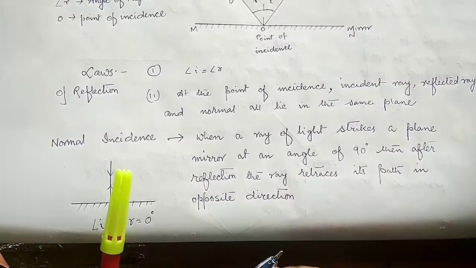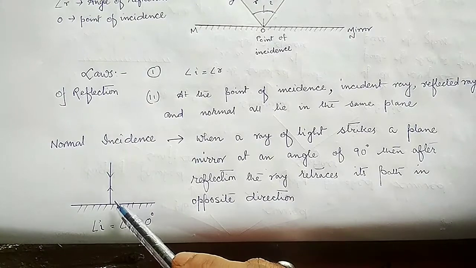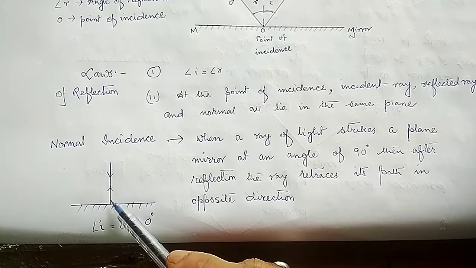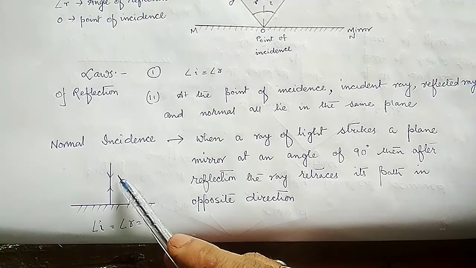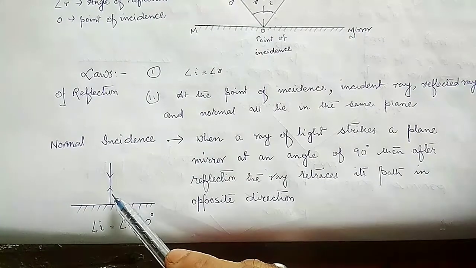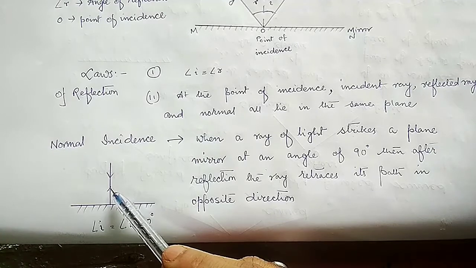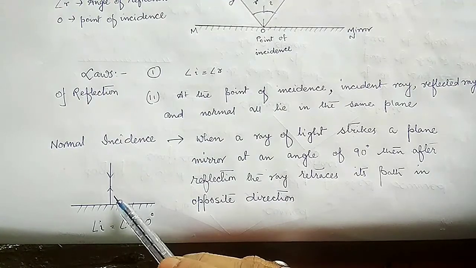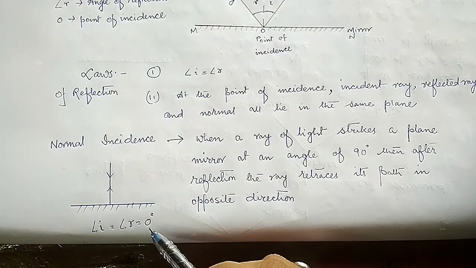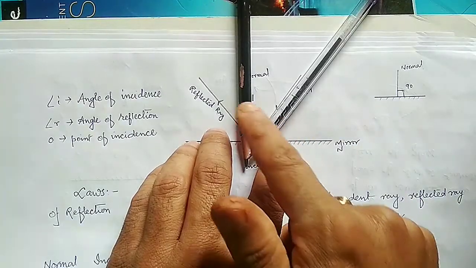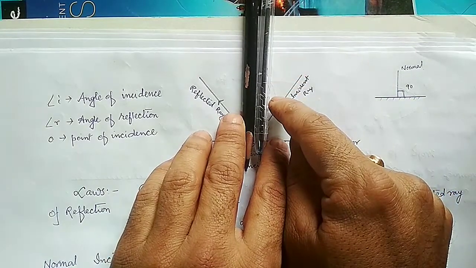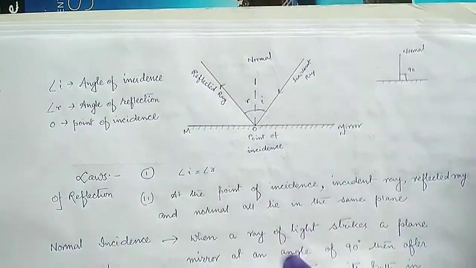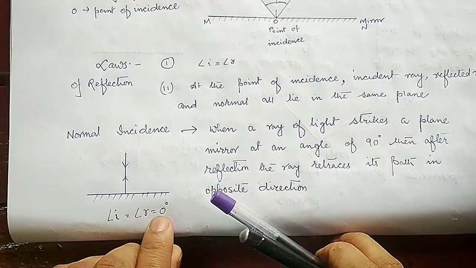Now what is normal incidence? When the ray strikes a plane mirror at an angle of 90 degrees, it is called normal incidence. Here after reflection, it will bounce back in the same direction. The ray will retrace its path in the opposite direction. In this case, since there is no angle between the normal and the incident ray, the angle of incidence and angle of reflection both will be 0. Imagine this is the incident ray and this is the normal. If both of them coincide, there will not be any angle. So in normal incidence, the angle of incidence is 0 and the angle of reflection is also 0.